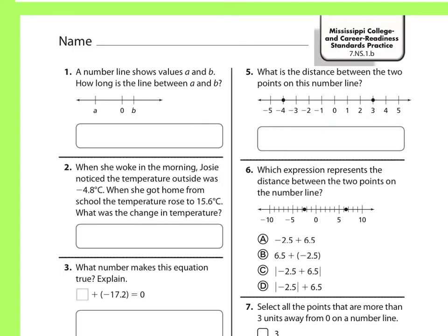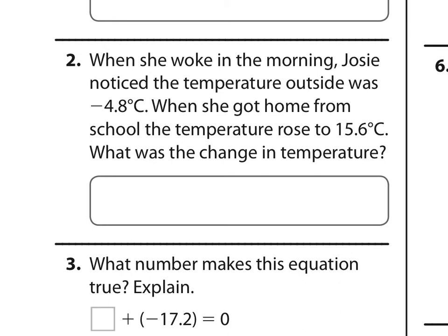Standard 7.NS.1b. These standards deal with distance on a number line. Sometimes you're given a number line. Sometimes you're just given a description and you could use a number line to solve them, but there's other ways as well. We're going to start with problem number 2. When she woke in the morning, Josie noticed the temperature outside was negative 4.8 degrees Celsius. When she got home from school, the temperature rose to 15.6 degrees Celsius. What was the change in temperature?